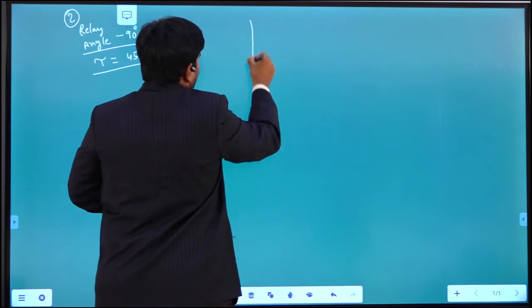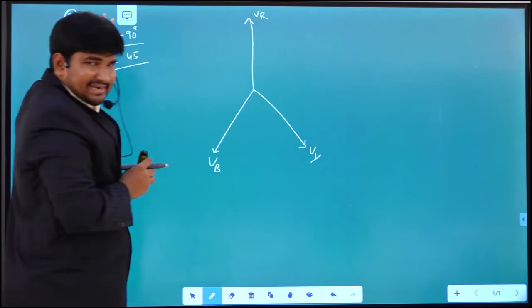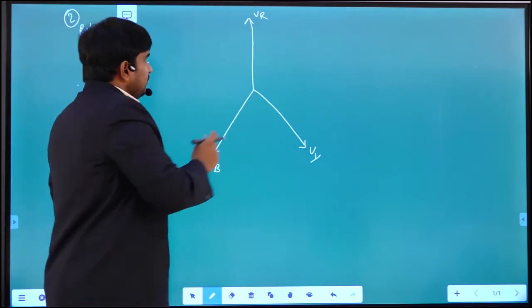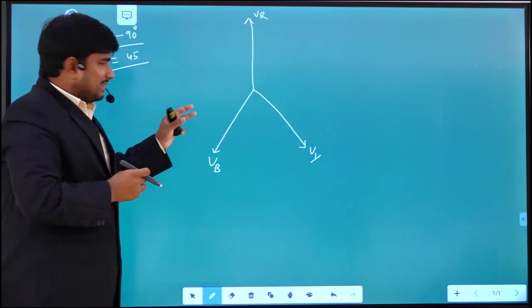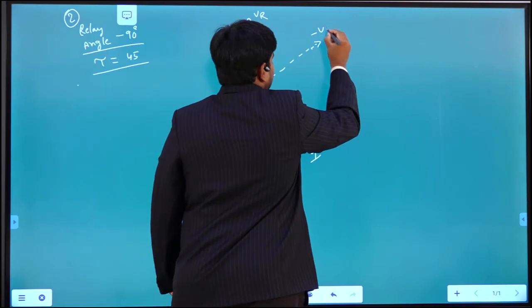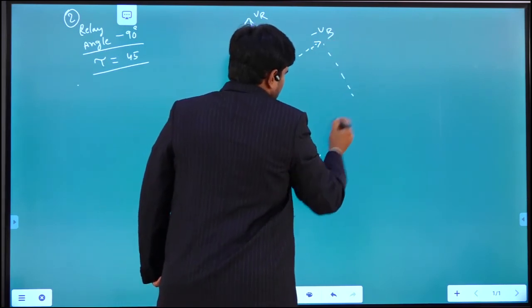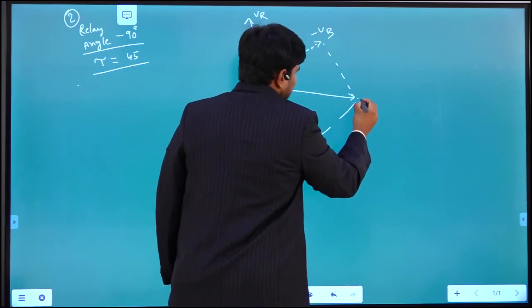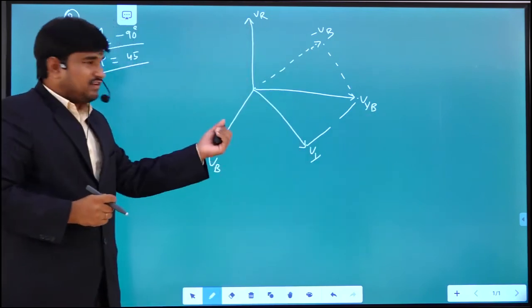So similarly, to get this 90 degrees relay angle we will design such that we take these two vectors as a reference, that is VB and VY. So the line voltage with respect to VY and VB is VYB. The line voltage is VYB.